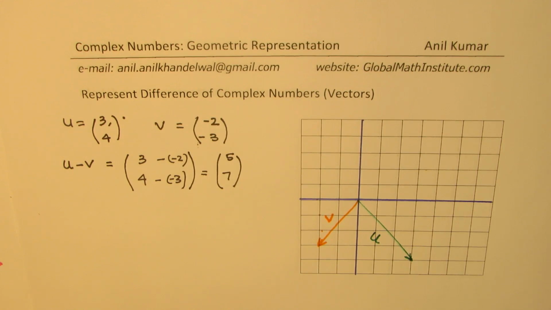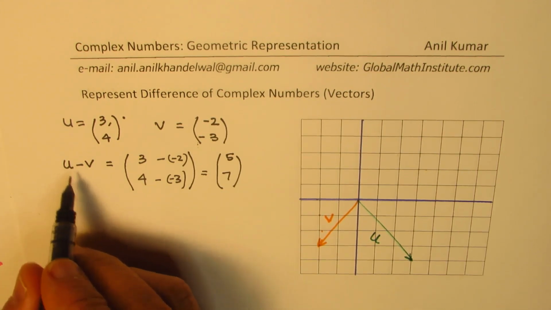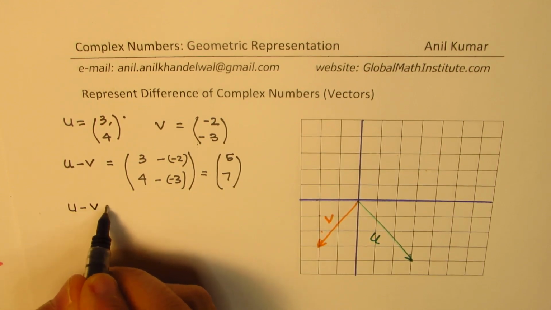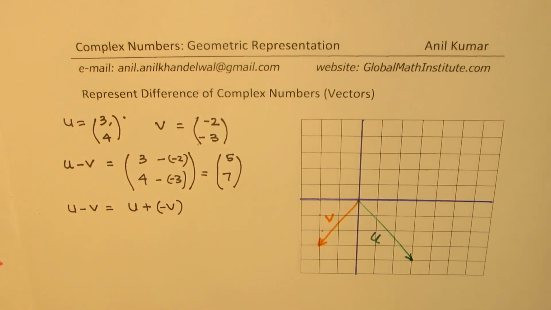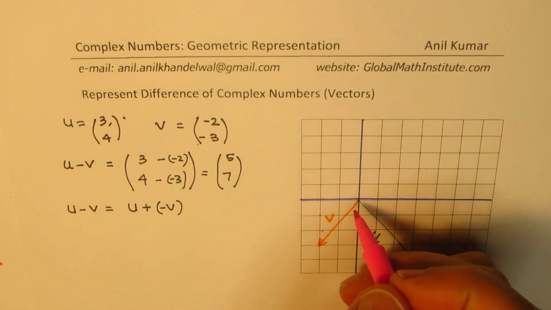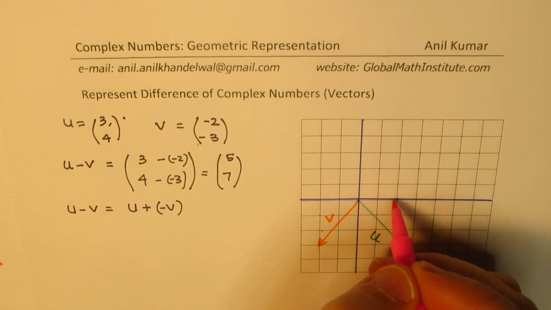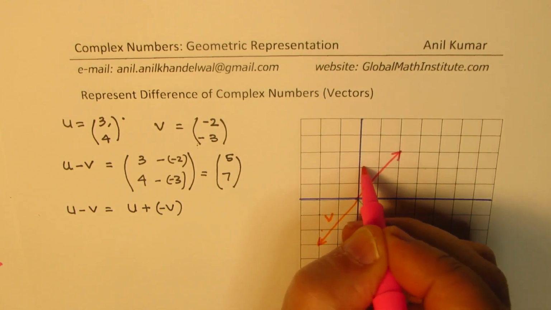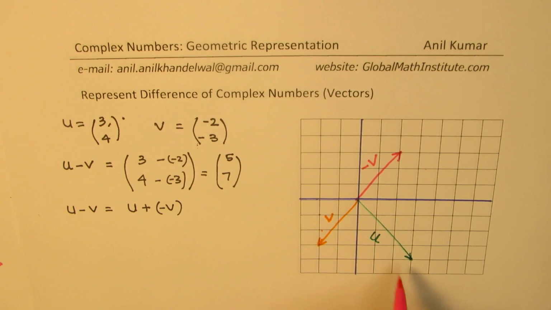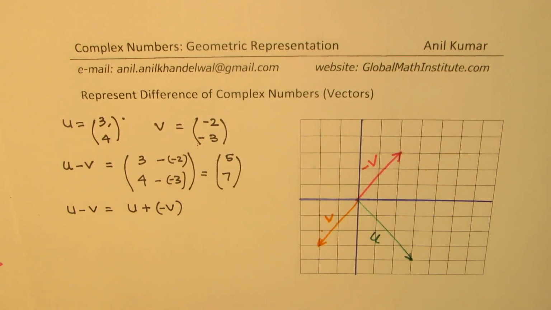So basically, what we are going to do here is, when I say u minus v, it is the same as adding the negative of v to vector u. So let me sketch the negative of v here. Means rotation by 180 degrees, right? So instead of minus 2 minus 3, now it will be 2, 3. So that is the negative of v. So adding these two, we get our result. Now the addition can be performed by completing the parallelogram.